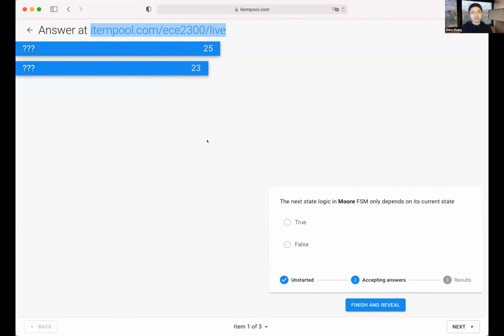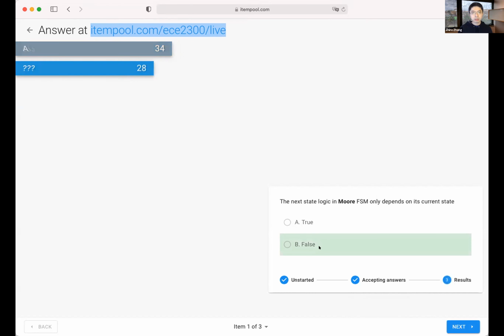Okay. Let's see. Cool. I think some people are changing your mind. All right. So let's see what's the answer, right? So the question is: the next state in a Moore FSM only depends on its current state. It's a Moore machine, right? The answer is, so first let's see. Right, so interestingly, the majority of the class chose A, right?